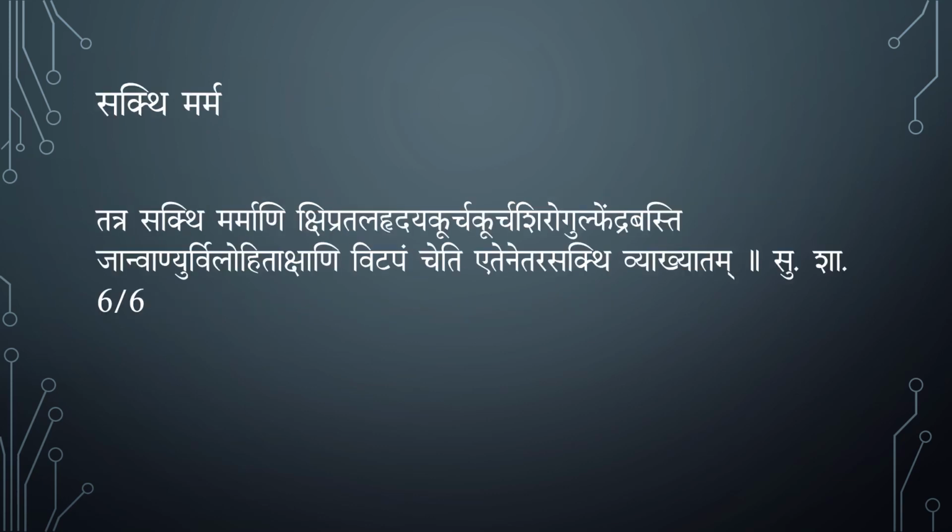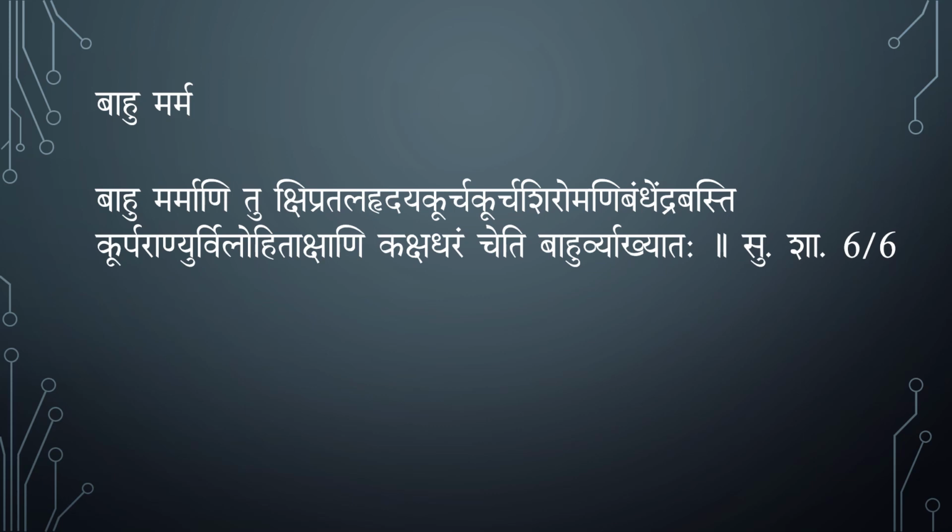The sakti marma, the marmas which are present in the limbs, which are 11 in number. Tatra sakti marmani: Kshipra, Talahrudaya, Kurcha, Kurchashira, Gulfa, Indrabasti, Janu, Ani, Urvi, Lohitaksha, Vitapam cheti. Etenetara sakti vyakhyatam. So here the marmas which are present in the limbs are Kshipra, Talahrudaya, Kurcha, Kurchashira, Gulfa, Indrabasti, Janu, Ani, Urvi, Lohitaksha, Vitapa. So these 11 are present especially in the lower limb. Next, bahu marma in the upper limb.